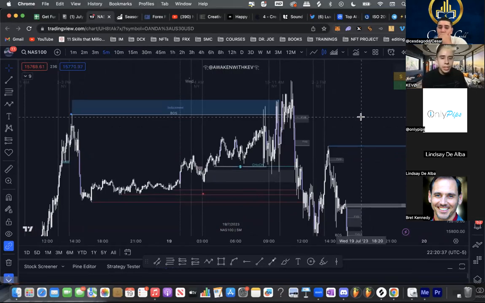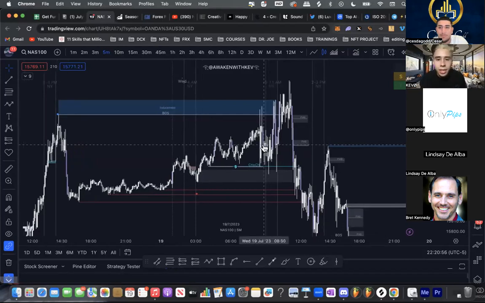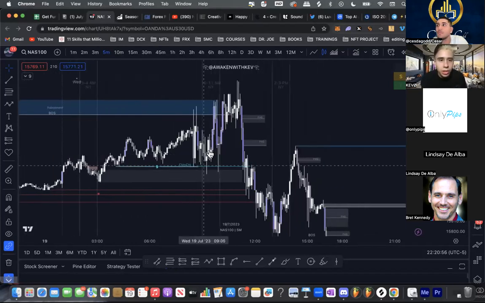So with the divergence between indices, right, with US 30, S&P, and NAS, yesterday and today were just prime examples of this kind of setup, right? Where you have US 30 just sending it, you have S&P also sending it, and then you have NAS, that's the lagger that's behind, that's really just accumulating orders, right?